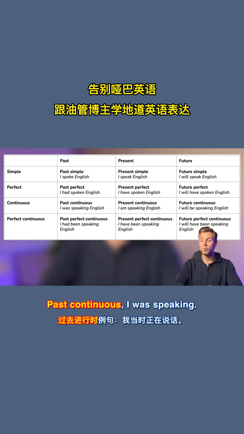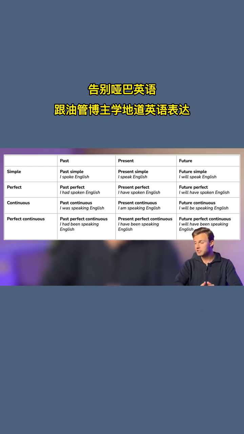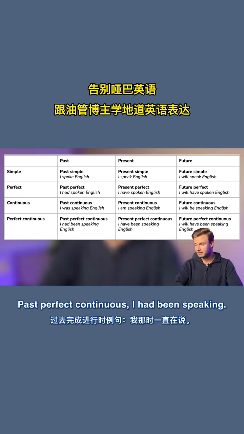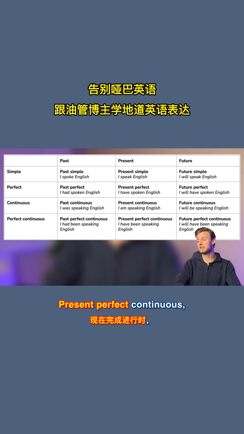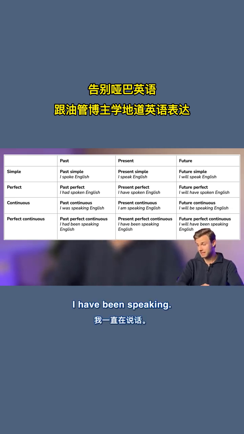Past continuous, I was speaking. Present continuous, I am speaking. Future continuous, I will be speaking. Past perfect continuous, I had been speaking. Present perfect continuous, I have been speaking. And future perfect continuous, I will have been speaking.